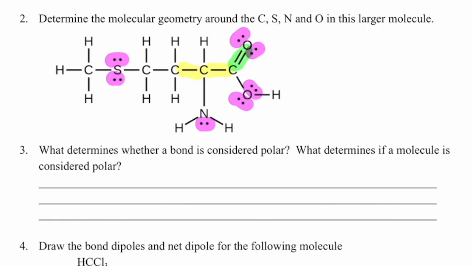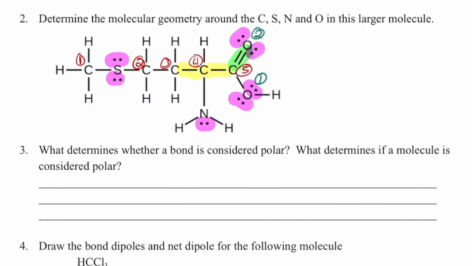The question is asking us about molecular geometry around each of these atoms: carbon, sulfur, nitrogen, and oxygen. So let's label first the carbons because we have more than one of them: 1, 2, 3, 4, 5. We have oxygen, and we can label both of them, 1 and 2. And then sulfur and nitrogen, we only have one of each.